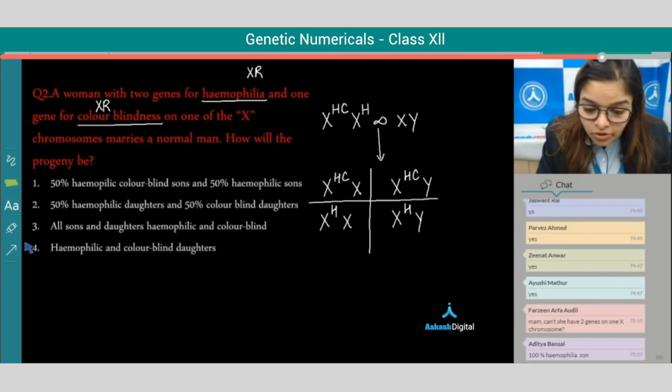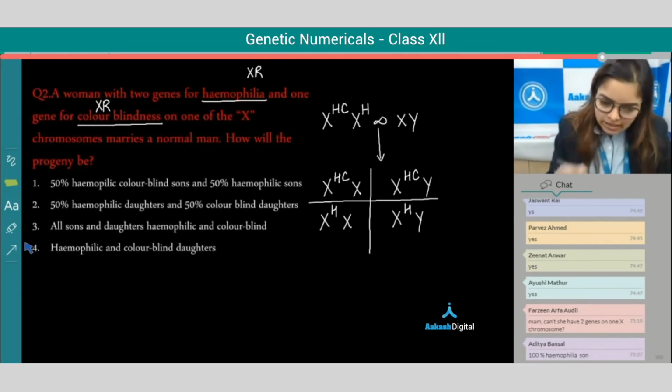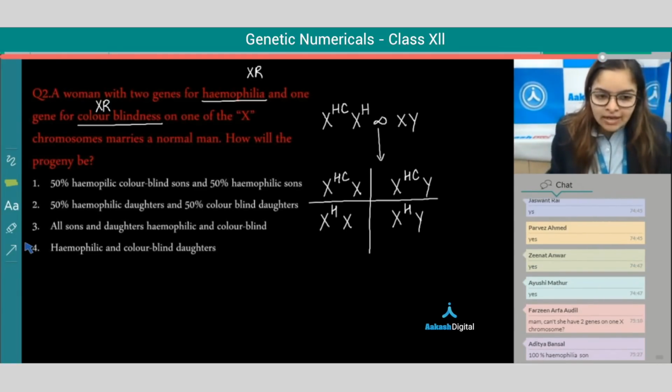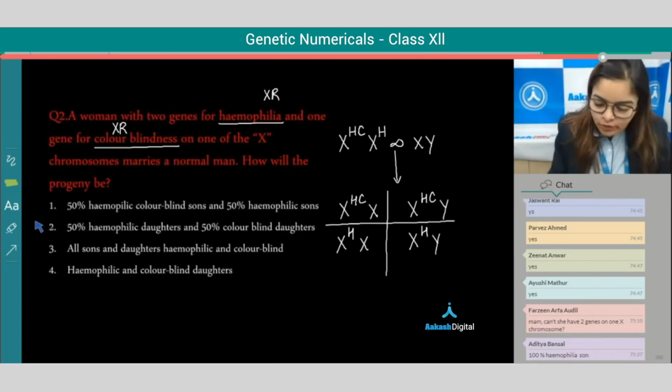Can't she have 2 genes on 1 X chromosome? Children, she is having 2 genes on 1 X chromosome. Farzeen, if you can see, the two genes, one for the colorblind condition and another for hemophilia, are there on the X chromosome.